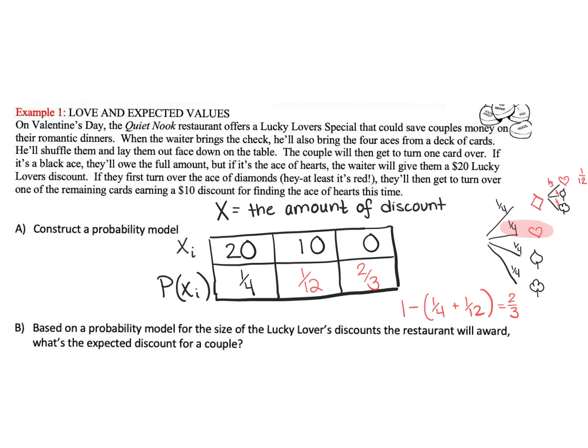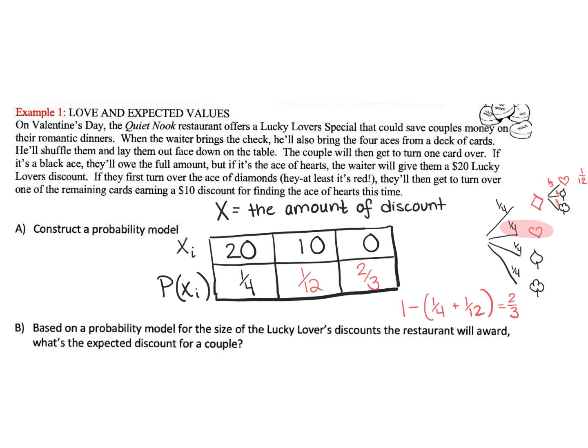Now, based on our probability model, we're being asked to find the expected discount for a couple. What this means is, if many, many couples go and dine at this restaurant, how much could the restaurant expect to pay out? Each individual couple is only going to get either 20, 10, or nothing off of a bill, but in the long run, what's the expected discount per couple, on average?